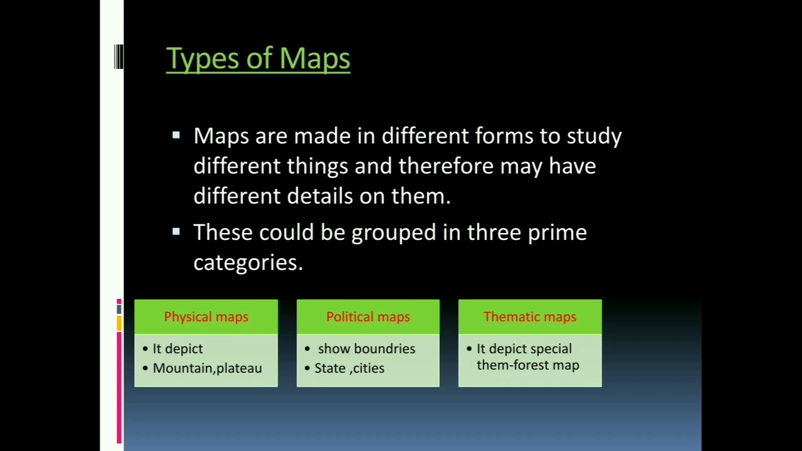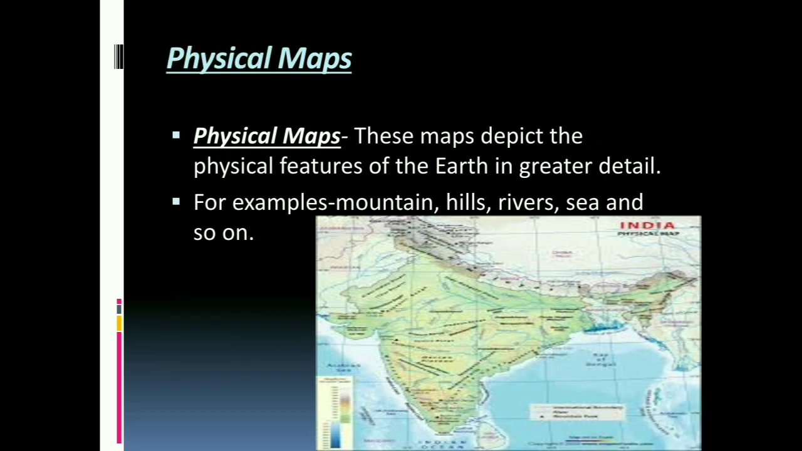Some examples are given: for physical map, mountains and plateaus; for political map, state boundaries and city boundaries; and thematic maps depict special themes, like a forest map. First we discuss the physical map. These maps depict the physical features of the earth in greater detail. They depict the mountains, hills, plateaus, rivers, seas, and so on. Different colors are used to depict heights of mountains and depth of sea.